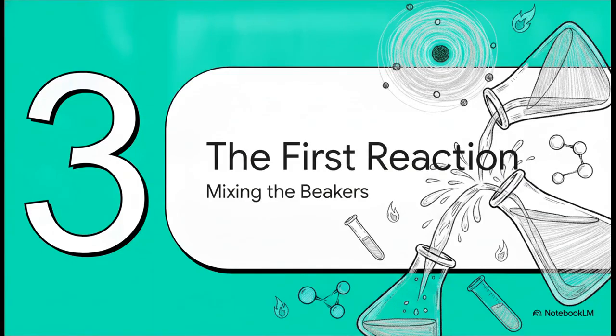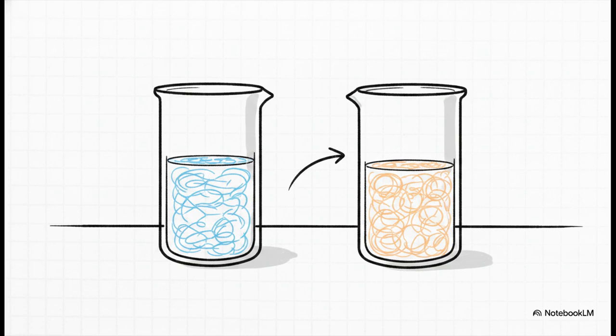Section 3. Balancing the first reaction. Mixing the beakers. It's time to put our new knowledge to the test. Picture 2 glass beakers sitting on a lab desk. In beaker A, we have barium chloride. Because we see that little AQ symbol, we know it's a powder that's been dissolved in water. It's an aqueous solution. In beaker B, we have sodium sulphate, which is also an aqueous solution. Right now, they're just sitting there, totally separated.